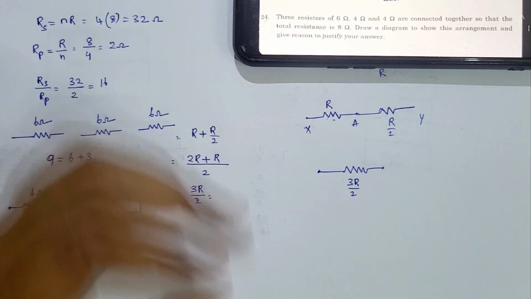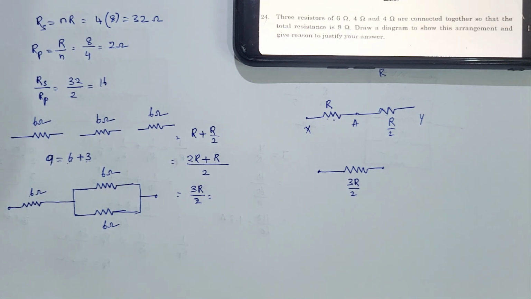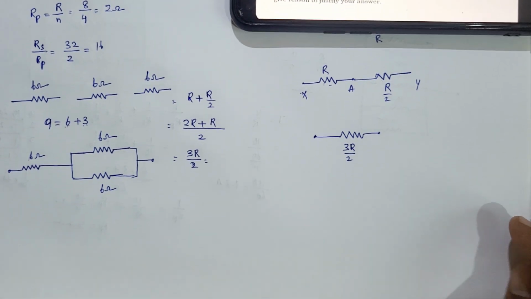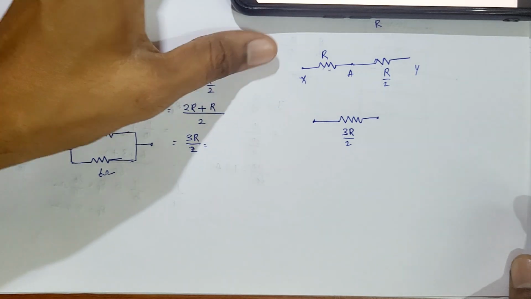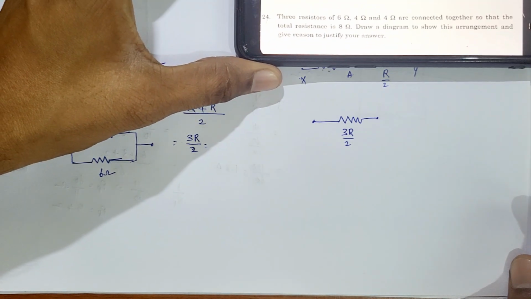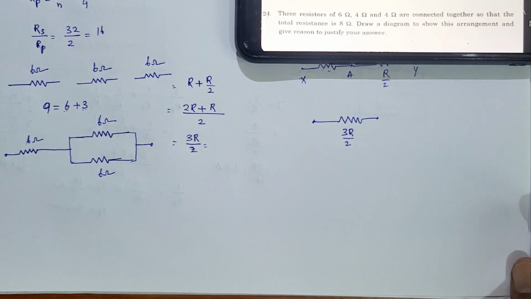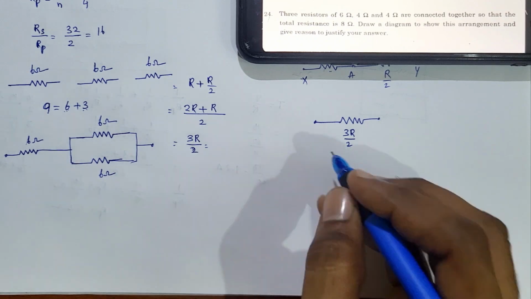See once, three resistors 6 ohm, 4 ohm and 4 ohm are connected together so that the total resistance is 8 ohm. Draw a diagram to show this arrangement and give reason to justify your answer. Now the same question, let us solve this question now. What did they ask? Three resistors 6 ohm, 4 ohm, 4 ohm. What do we want? We want 8.